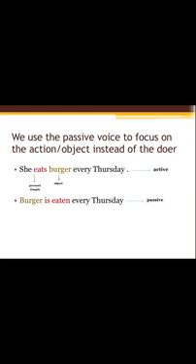This is an active sentence because we have a subject, which is she. And the action is eat and the object is burger. So when we want to change the sentence from active to passive, we are going to focus on the object or the action. Where is the object? The object is the burger. Okay, so we are going to put it at the beginning of the sentence.